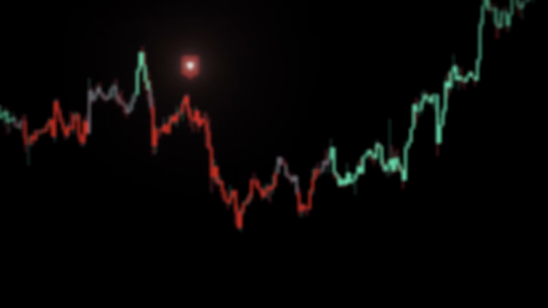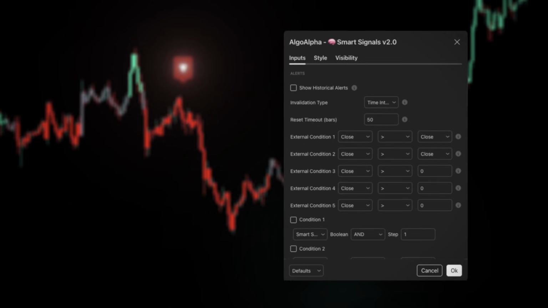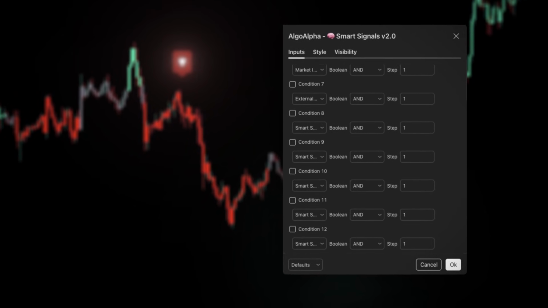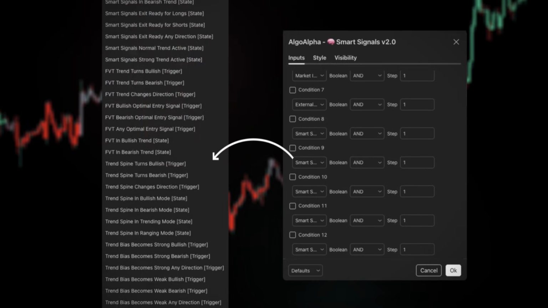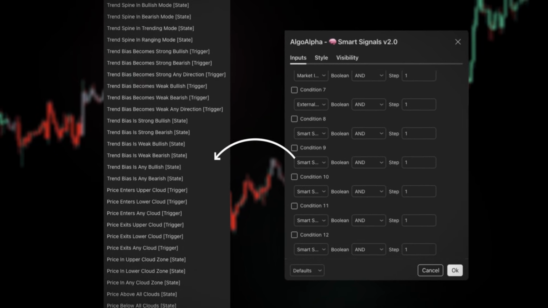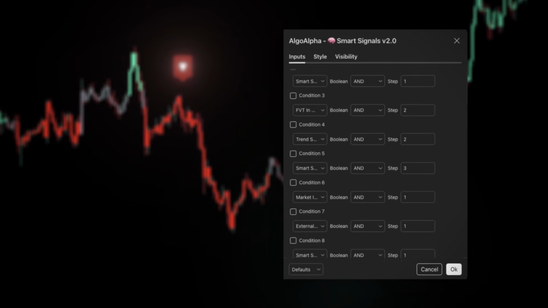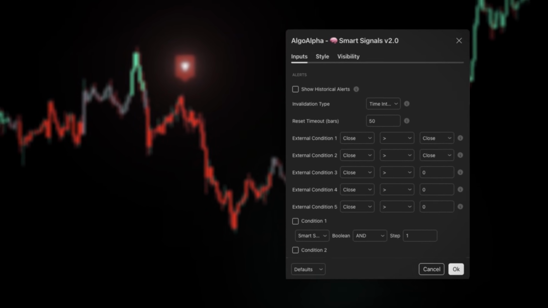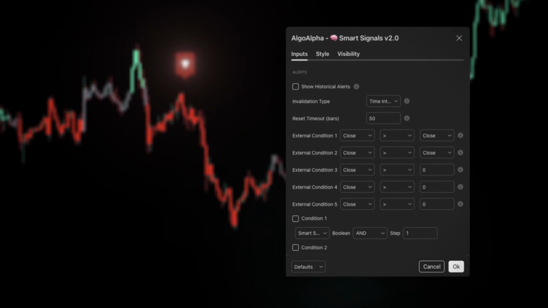Alerts. The alert system is designed for serious traders who want full control. You're not limited to if this, then that. Chain up to 12 conditions in a specific order. Use both one-off triggers and ongoing state checks. Add time limits between steps. Plug in external data or indicators. This gives you the ability to create deeply nuanced alerts, tuned to your strategy and your risk tolerance.